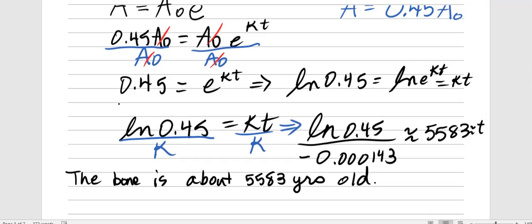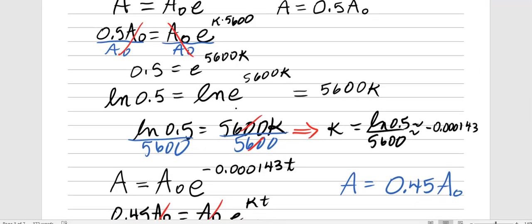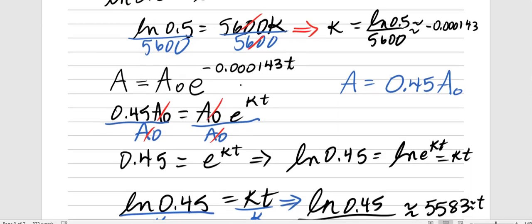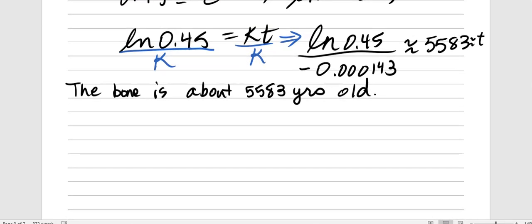And we knew before we even started, if we didn't get a number smaller than 5,600, that's how long it takes for it to decrease to half, we knew that we were doing something wrong.